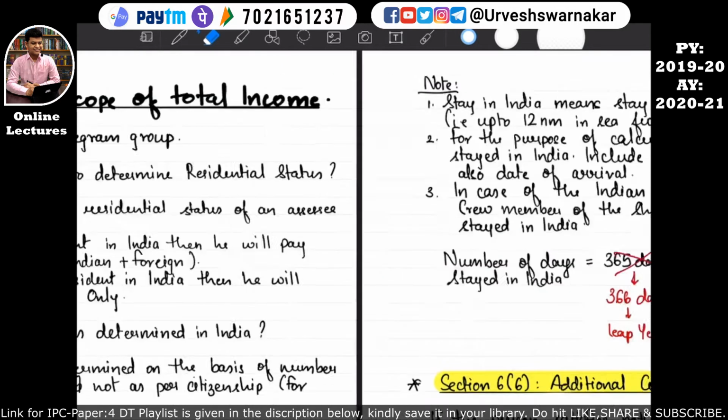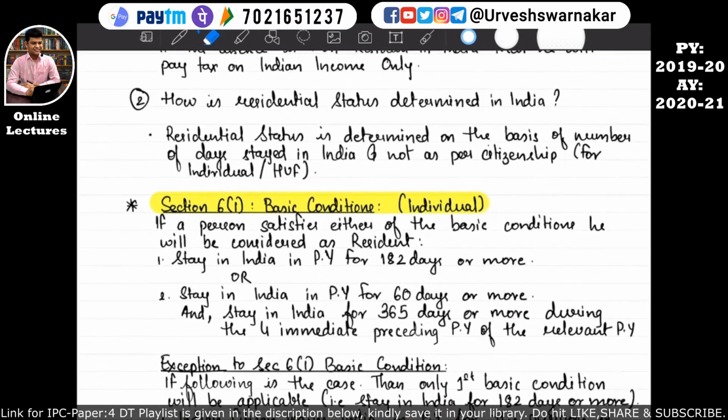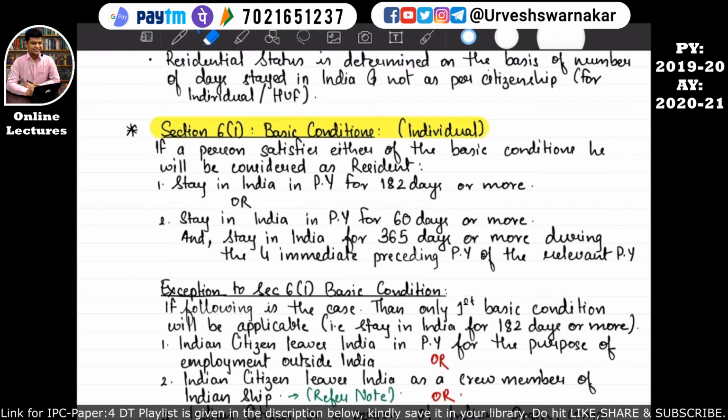Okay, let's continue. But first, we'll revise section 6, subsection 1, that is the basic condition. If a person satisfies either of the basic conditions, he will be considered a resident: stay in India in the previous year for 182 days or more, or stay in India in the previous year for 60 days or more, and stay in India for 365 days or more during the 4 immediately preceding previous years of the relevant previous year. This is the cumulative condition.